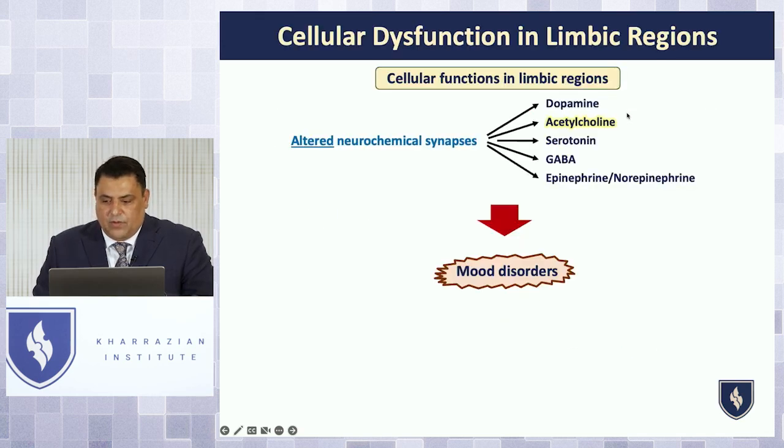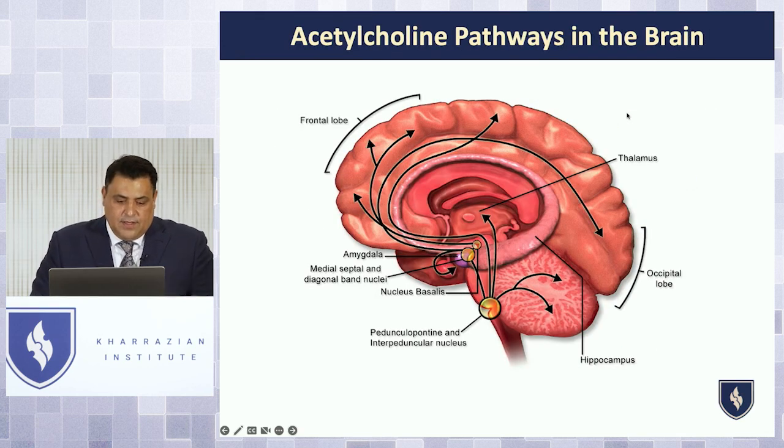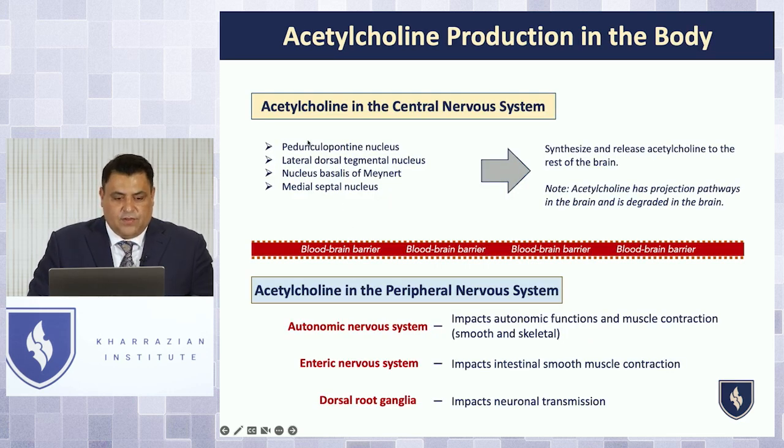Now, if we get into acetylcholine, you can see the nucleus basalis here, pedunculopontine and laterodorsal tegmental nuclei. These are different nuclei that make acetylcholine. So here's all the different acetylcholine in the brain, above the blood-brain barrier, that's synthesized acetylcholine. And then acetylcholine is made in the enteric nervous system and smooth muscles, dorsal ganglia, autonomic nervous system. Levels measured in urine do not reflect what's happening in the brain.